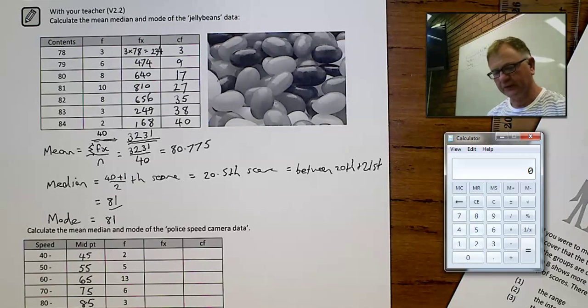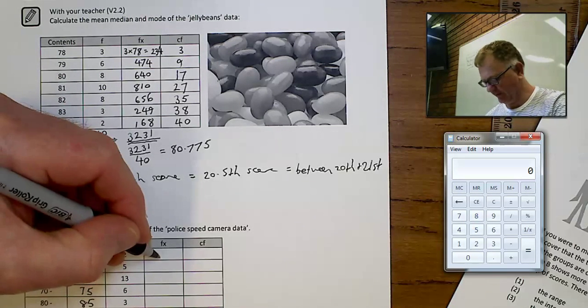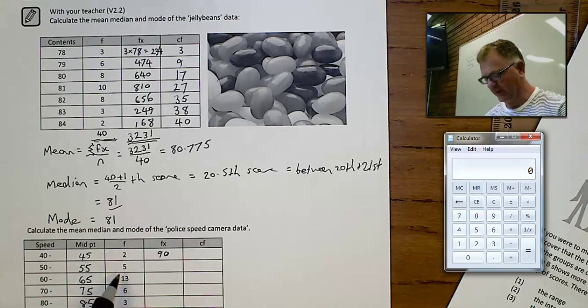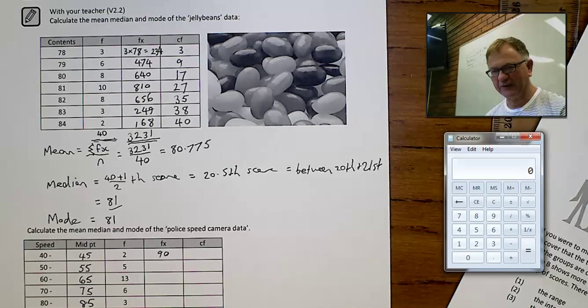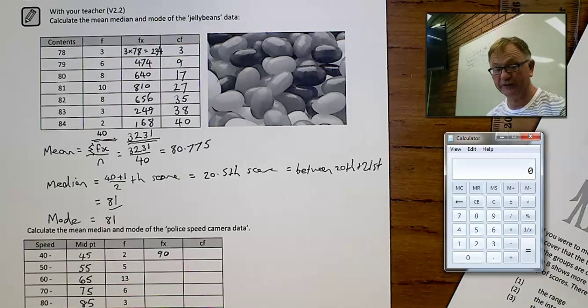So what I'd like you to do is complete this table, work out the fx value and the cumulative frequency value if you can. Now, fx value you find by multiplying. We're going to say there's 2 people doing a speed of 45 kilometers an hour. Add them together, 2 times 45 equals 90. These 5 people that were doing a speed of 55, if you multiply 5 by 55, it's the same thing as adding 55 plus 55 5 times. So you can complete 5 times 55, 13 times 65, work out this column and this column, and then we'll work out our mean, median and mode in just a second.